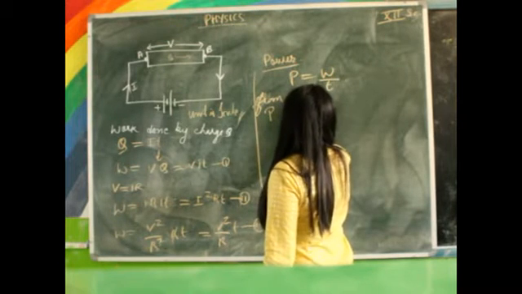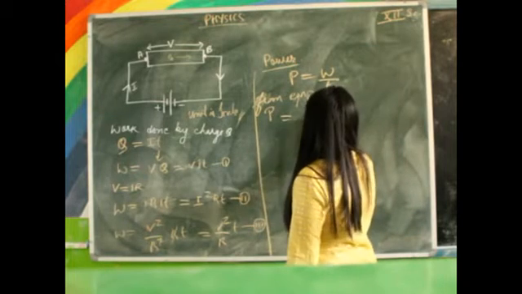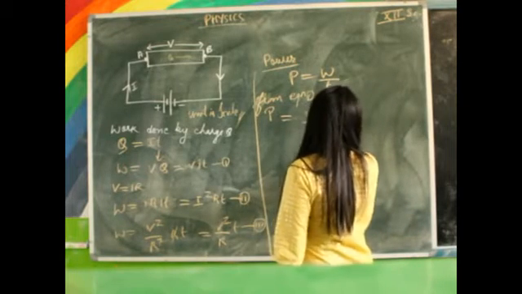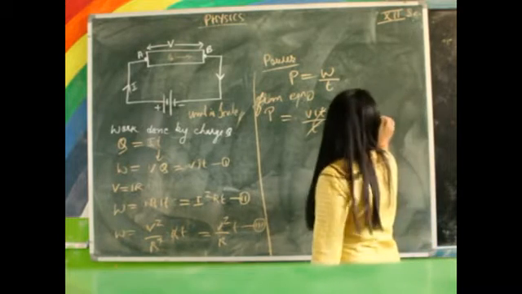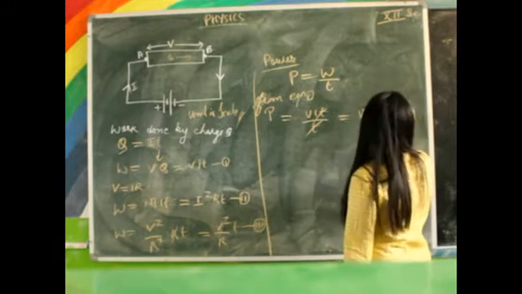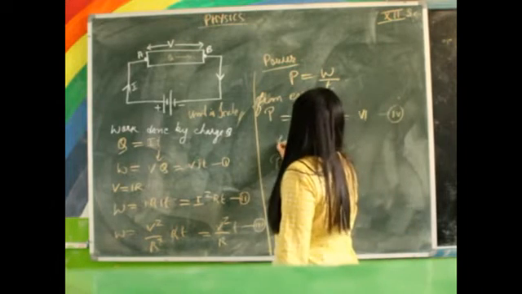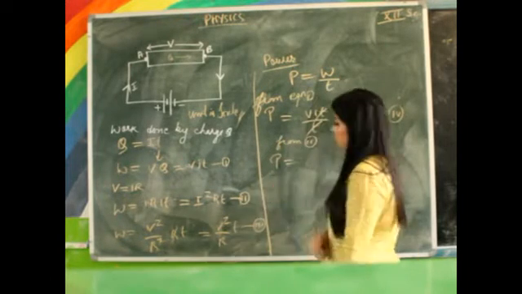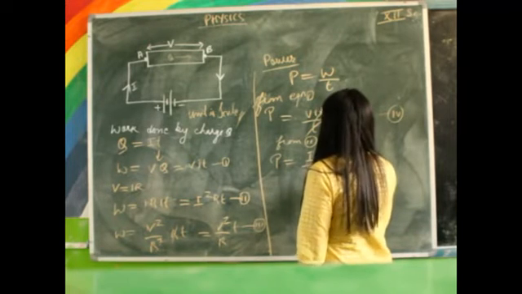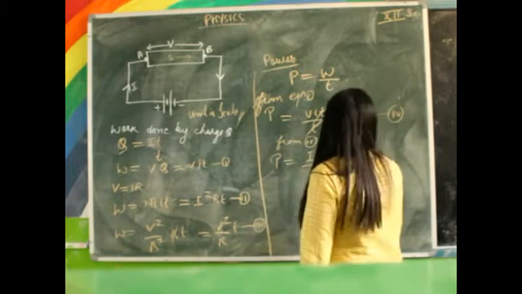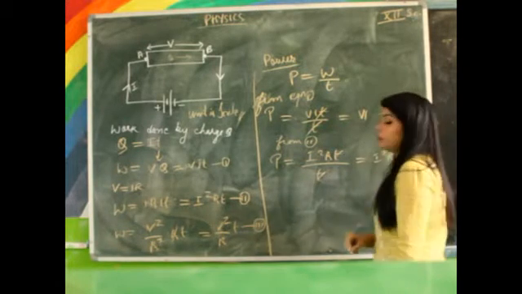From equation 1, power is equal to work done per time, but in place of work done we write VIT divided by T. So T gets cancelled, power is V into I. This is one equation of power, equation number 4. Another from equation 2, work done is I square RT divided by T. T gets cancelled, so this becomes I squared R. This is equation number 5.